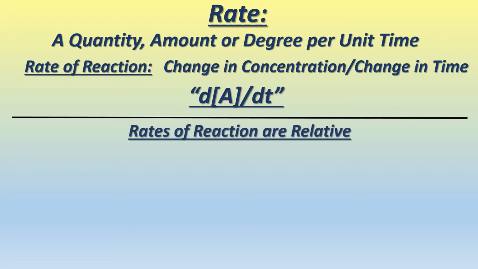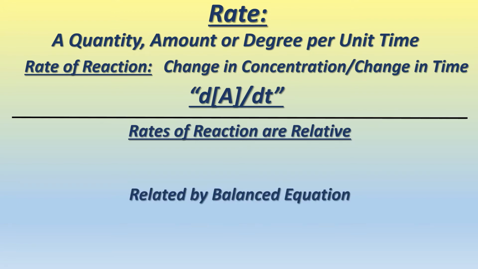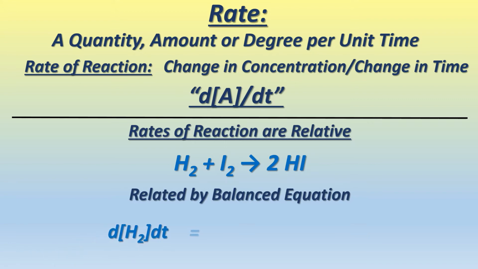The first thing to note is that rates of reaction are relative to the balanced equation. A simple reaction, hydrogen plus iodine goes to 2HI, demonstrates this. As I am using hydrogen, I'm using iodine at the same rate because the reaction says 1 H2 will react with 1 I2.